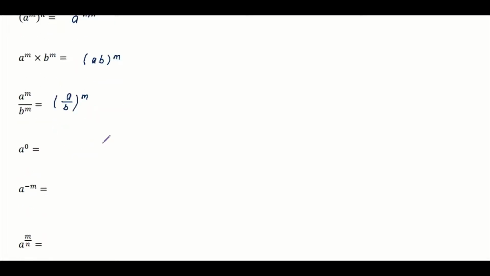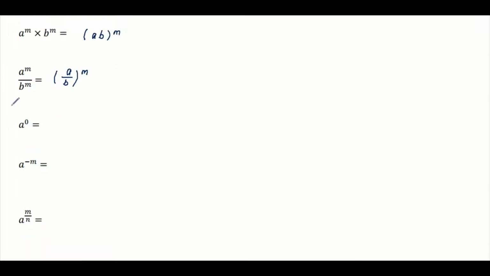Okay, so any number that has a power of 0 will give you an answer of 1. So no matter 5 to the power of 0, x to the power of 0, as long as they are with the power 0, they give you 1. If you have a negative index, you should change it into a fraction, so 1 over a to the power of m. For example, if we have x to the power of negative 2, we'll write it as 1 over x squared.